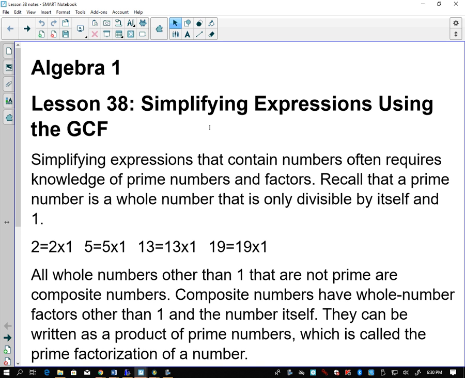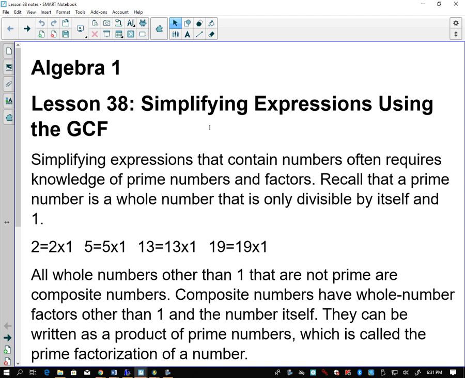2, you can only break that down into 2 and 1. 5, 5 and 1. 13, 13 and 1. 19, 19 and 1. Other prime numbers, and you really want to know your primes here. So 1, 3, 5, 7, 11, 13, 17, 19, those types of things, 23. Those primes are numbers that you're going to want to know, and really probably more so anything under 23 is going to be most of what you're going to work with.